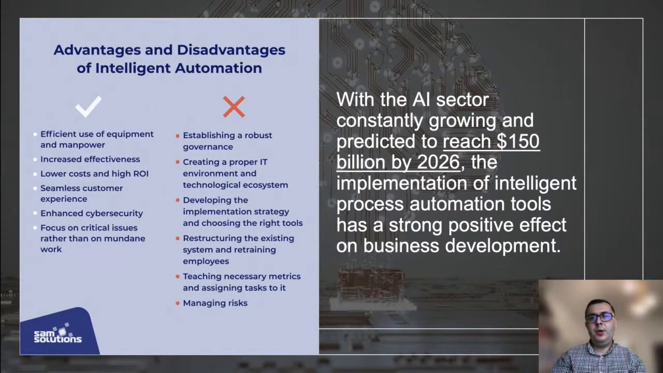So here we have a quick summary of advantages and disadvantages of intelligent automation and how they are going to transform our world. So some important advantages of intelligent automation: we have the efficient use of equipment and manpower, as we redirect, of course, some of the workforce towards other tasks. Second of all, we have an increased effectiveness of work because of this streamlined process. This increased effectiveness is tied to lower costs, of course, and higher return on investment, as we redirect employees from one type of work towards the other. Of course, we cut off some costs, as well as increase our return on investment consequently.